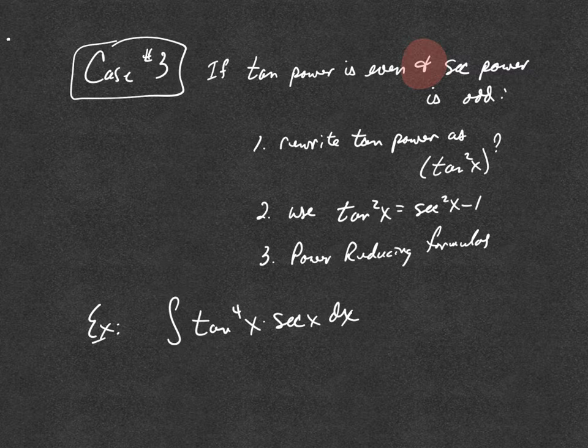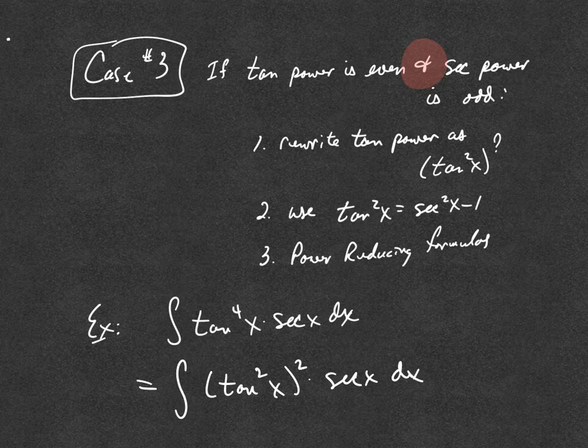As an example, if you had tangent to the 6th, we would write it as tangent squared cubed. And then we replace tangent squared with secant squared minus 1. Then we use power reducing formulas. So let's run through our example. Since I'm starting off with the integral of tangent to the 4th secant, we take any tangents and rewrite them as tangent squareds, meaning we rewrite tangent to the 4th as tangent squared squared.